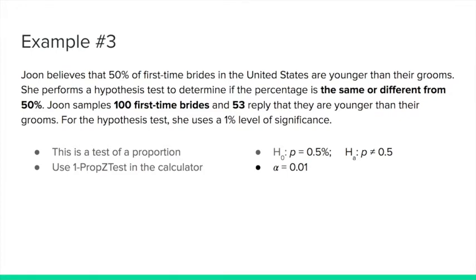So we have 100 first-time brides, 53 said that they're younger than their grooms, and we're going to use a 1% level of significance, so alpha is 0.01, and we see our null and alternative hypotheses there. So we'll turn over to the document camera to finish this one up as well.